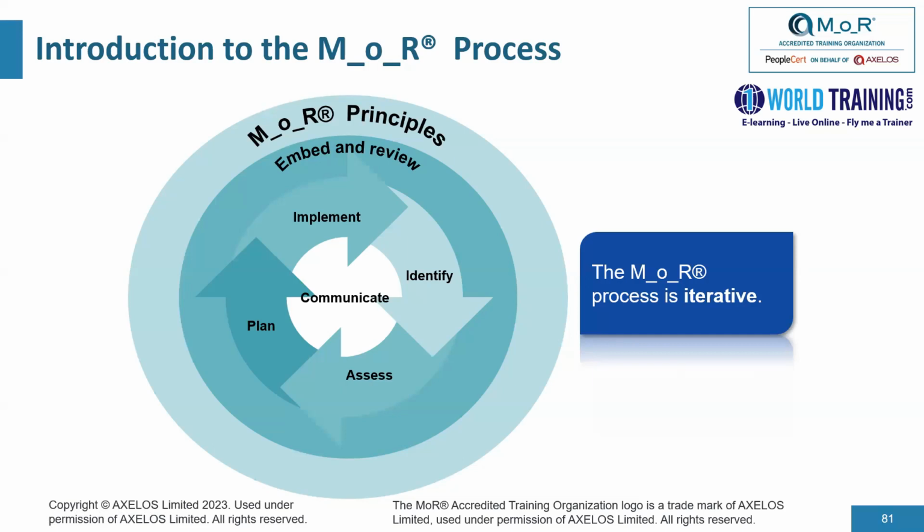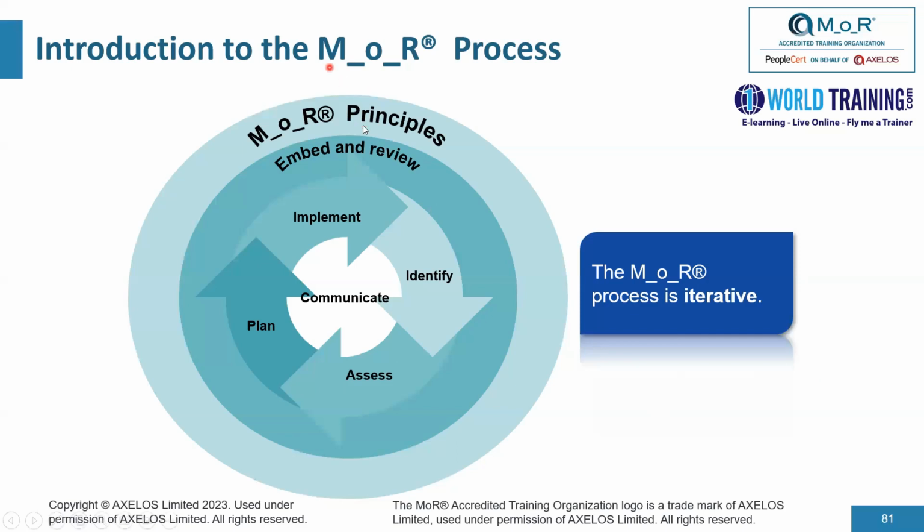The MoR process is iterative. The steps, as we have seen, are represented in a cycle of arrows, as it is common for the entire process to be completed several times in the life cycle of an organizational activity. There are not 4, but 6 steps in the process. This is because the identification step has 2 sub-steps, which we will look at shortly. The assess step also has 2 sub-steps. So let me take you through a high-level understanding of each of these steps.